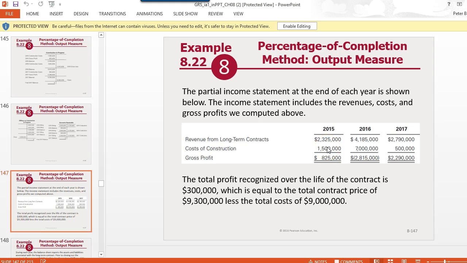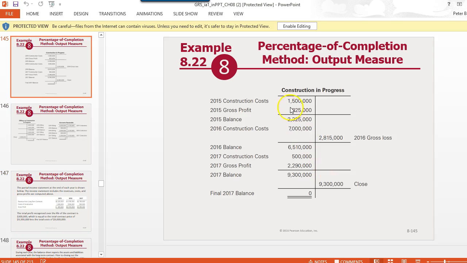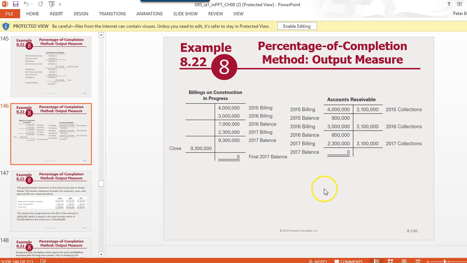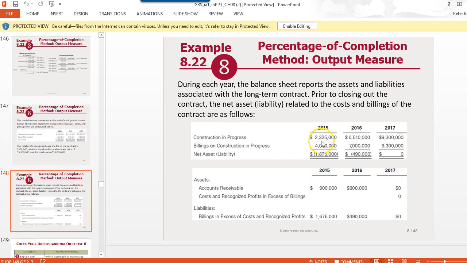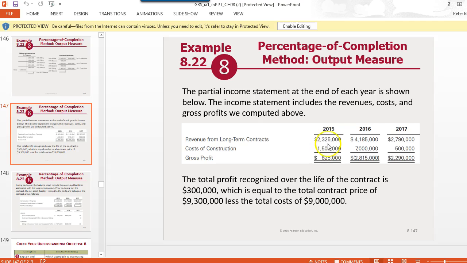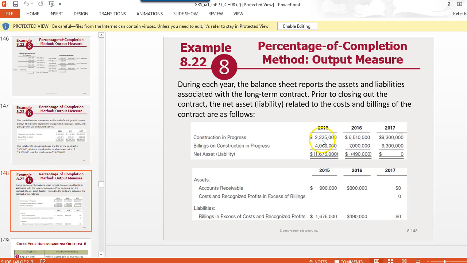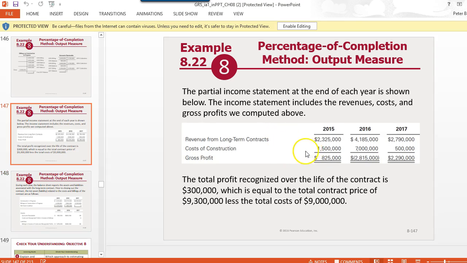But when you do your income statement and balance sheet, on the income statement, you're going to have your revenue from long-term contracts and your cost, which equals your gross profit. These two numbers, cost of construction and gross profit, should be in your CIP account right here. Construction in progress is going to be your revenue. So your revenue minus your cost will be your gross profit.